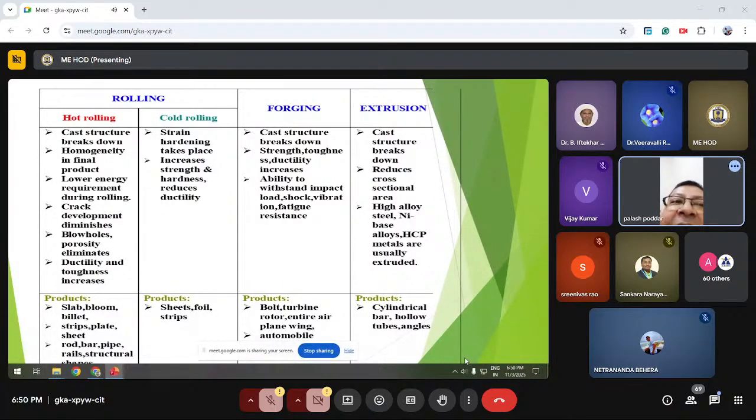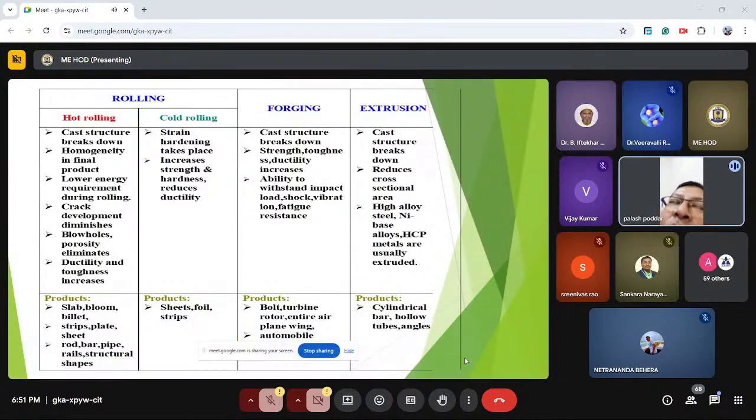Now, in hot rolling, the cast structure breaks down, and homogeneity in the final product is obtained. There is a lower energy requirement during rolling because the flow stress requirement is very low. Crack development diminishes because at hot working temperature the metal is much softer, and the force required is very low. Whatever blowhole porosity there is will be eliminated during hot rolling, and ductility and toughness increase. The products are generally slabs, blooms, billets, strips, plates, sheets, rods, bars, pipes, rails, and structural shapes.